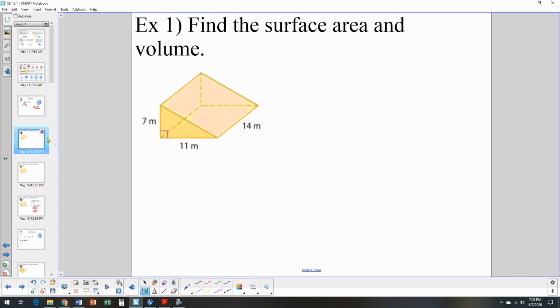So in our first example, we're going to find the surface area and volume of this triangular prism, right? I have 2 triangles in the front and back here. They are considered my bases.